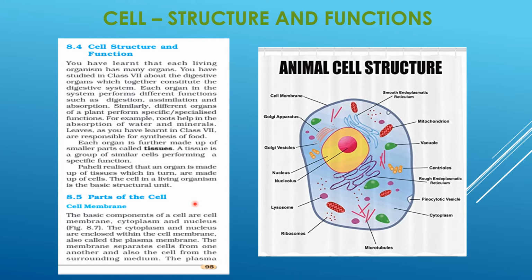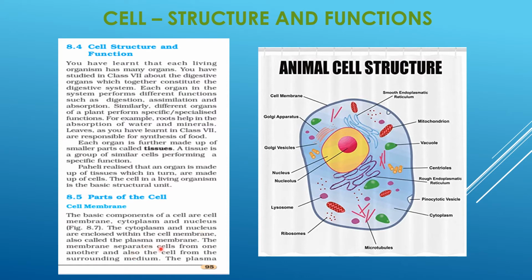Now we will study parts of cells. Okay, just see the diagram here. An animal cell structure is given in this diagram. So first of all, we will discuss cell membrane. Just see where the cell membrane is here. Okay, you are seeing the cell membrane here. So the basic components of a cell are cell membrane, cytoplasm and nucleus. I am showing you, just see cell membrane, cytoplasm and nucleus. Cytoplasm and nucleus are enclosed within the cell membrane.